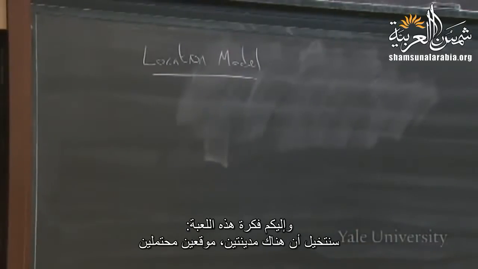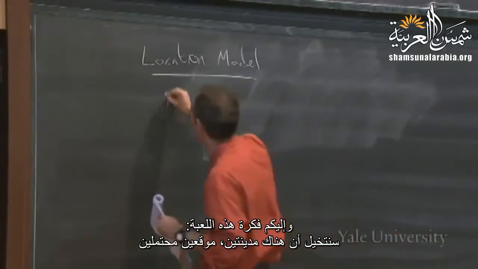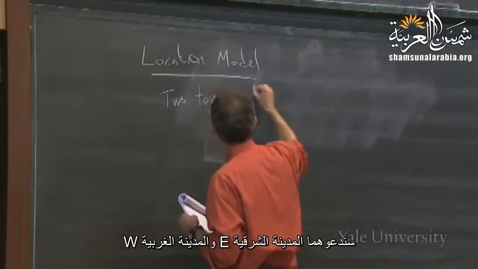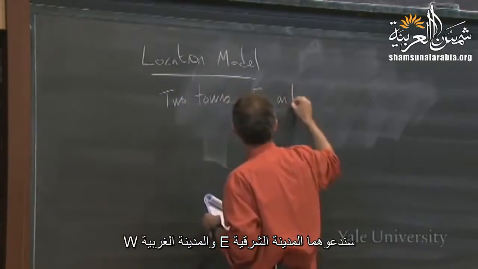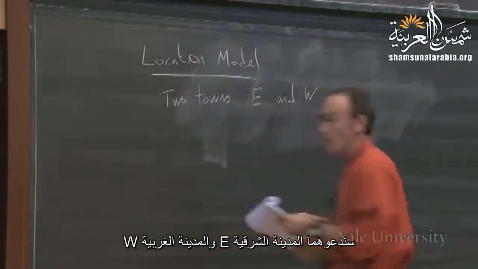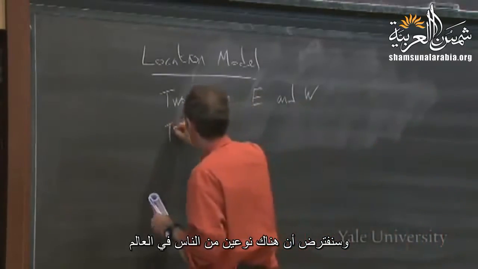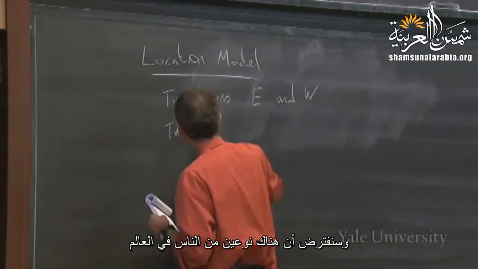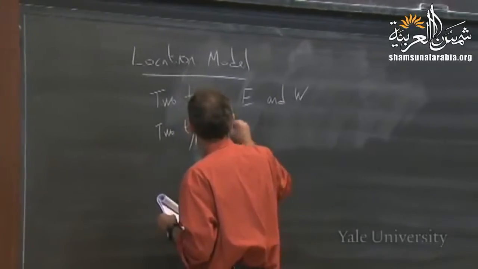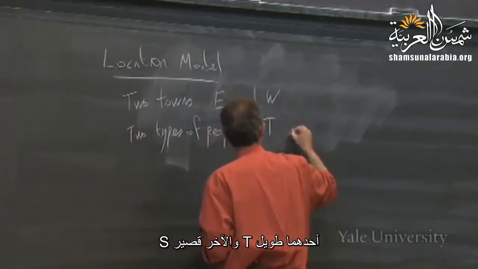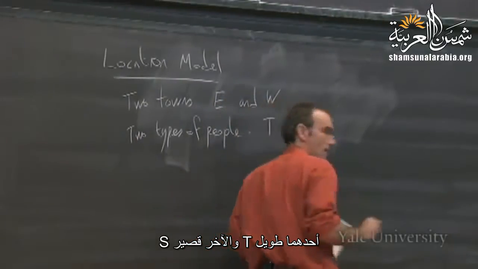We're going to imagine that there are two towns, two possible locations, and we'll call them East Town and West Town. And we're going to assume that there are two types of people in the world. So there's two types of people. And these types of people are tall and short.